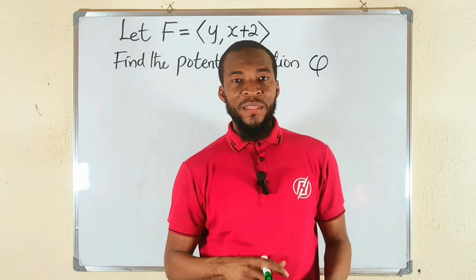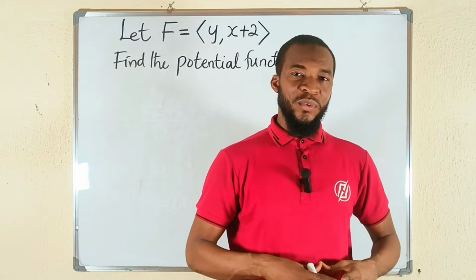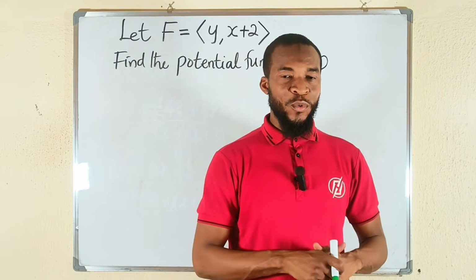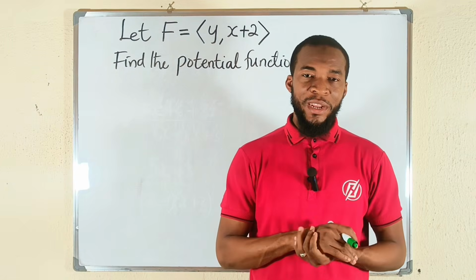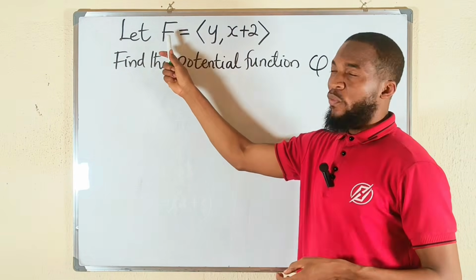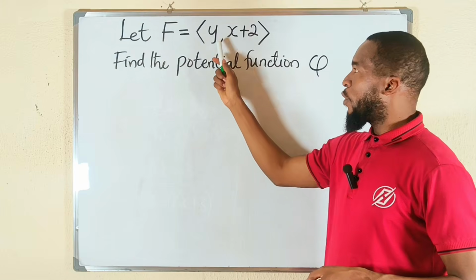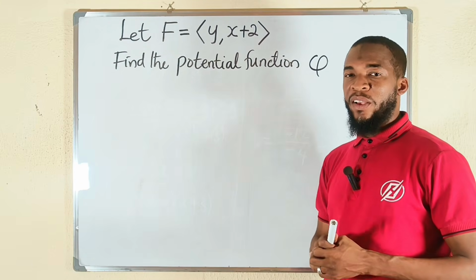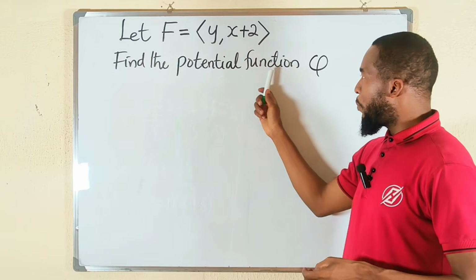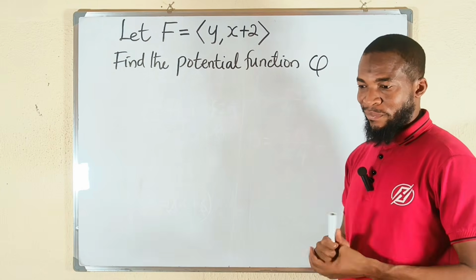Hello everyone. In this tutorial, we are going to provide a solution to this interesting calculus 3 question, which is under vector calculus. We are given a vector field F with these components y, x plus 2, and we are asked to find the potential function phi.